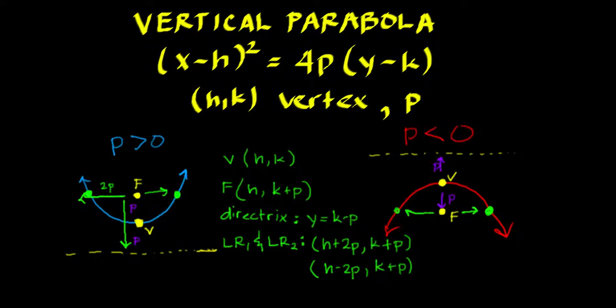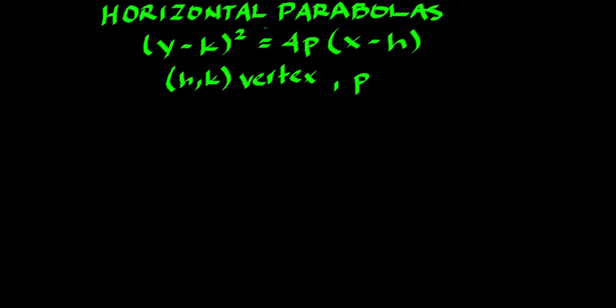All right, so now that we've taken a look at the vertical parabola, I'd like to go into the horizontal parabola. It's pretty much the same exact thing. The biggest difference is that you'll notice it's no longer x being squared, it's actually going to be the y component being squared.